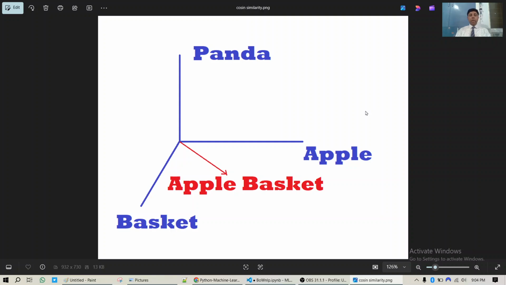Then there are documents that are going to contribute with both apple and basket. So there is some kind of similarity, right? This is how we find the similarity within the documents.